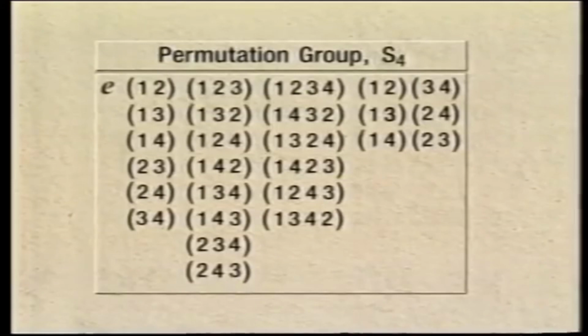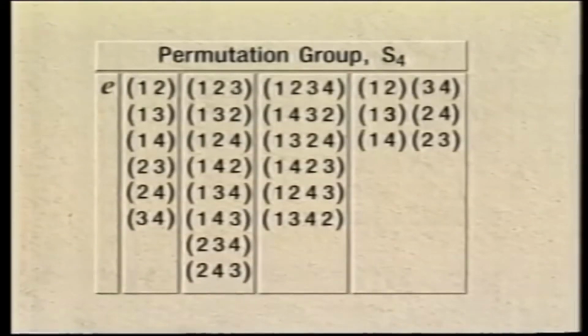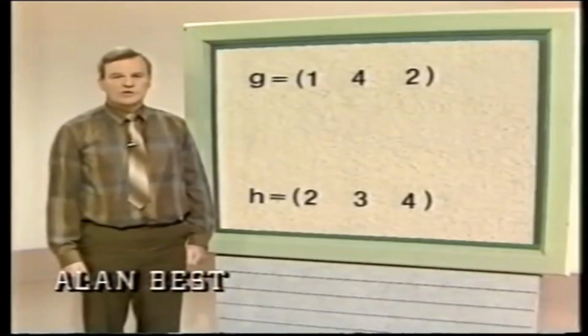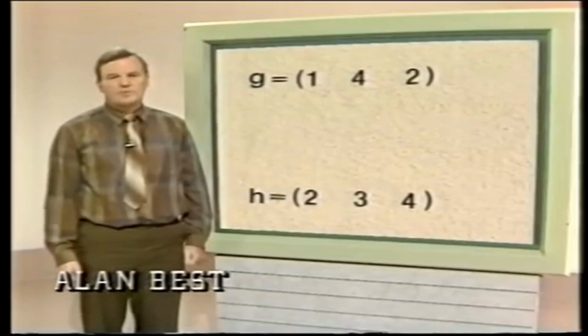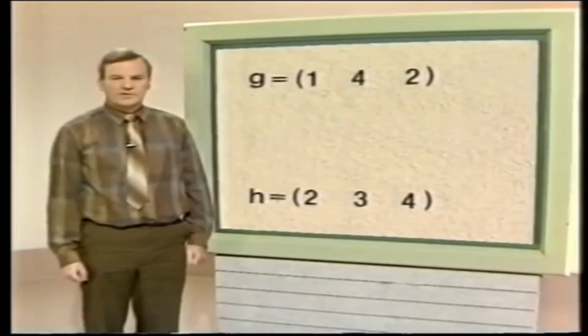That's all 24 elements, and we've listed them in 5 columns or classes according to cycle structure. Now within each of the classes, say within the 3 cycles, there's an algebraic way of getting from any element G to any other element H. The algebraic relation between G and H is going to be the main theme of the program, so bear with me while I derive it.